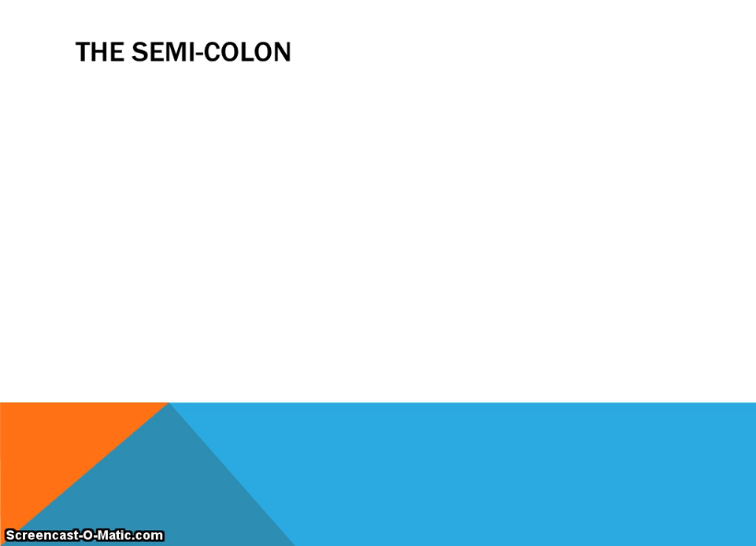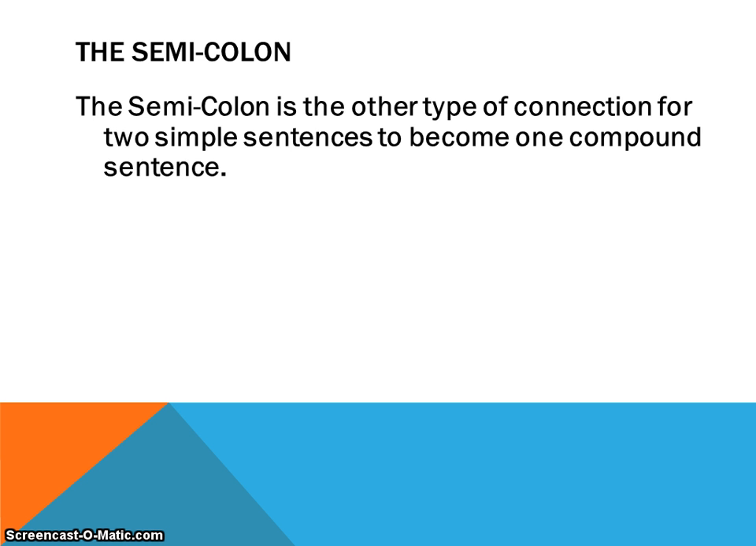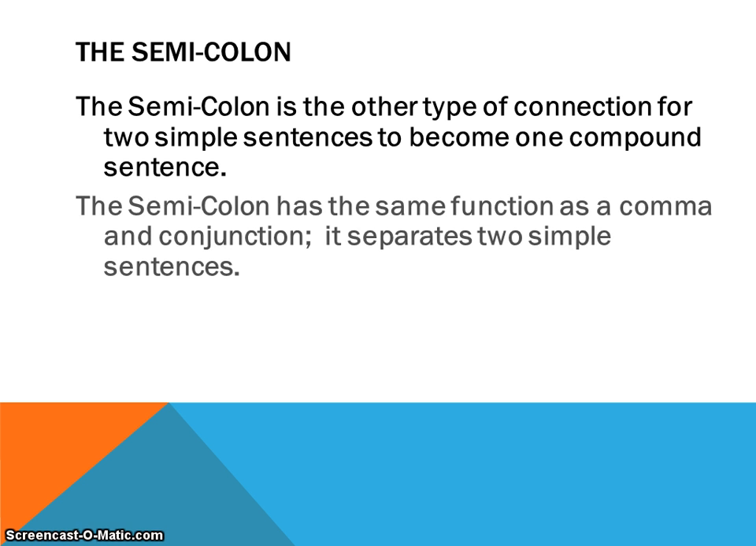So, today we're going to learn a very similar concept to that compound sentence, because the semicolon is the other type of connection for two simple sentences to become one compound sentence. We learned two connections last week. It was the comma and conjunction. Now it's the semicolon. The semicolon has the same function as a comma and conjunction. It separates two simple sentences. So both sides of a semicolon will be simple sentences.